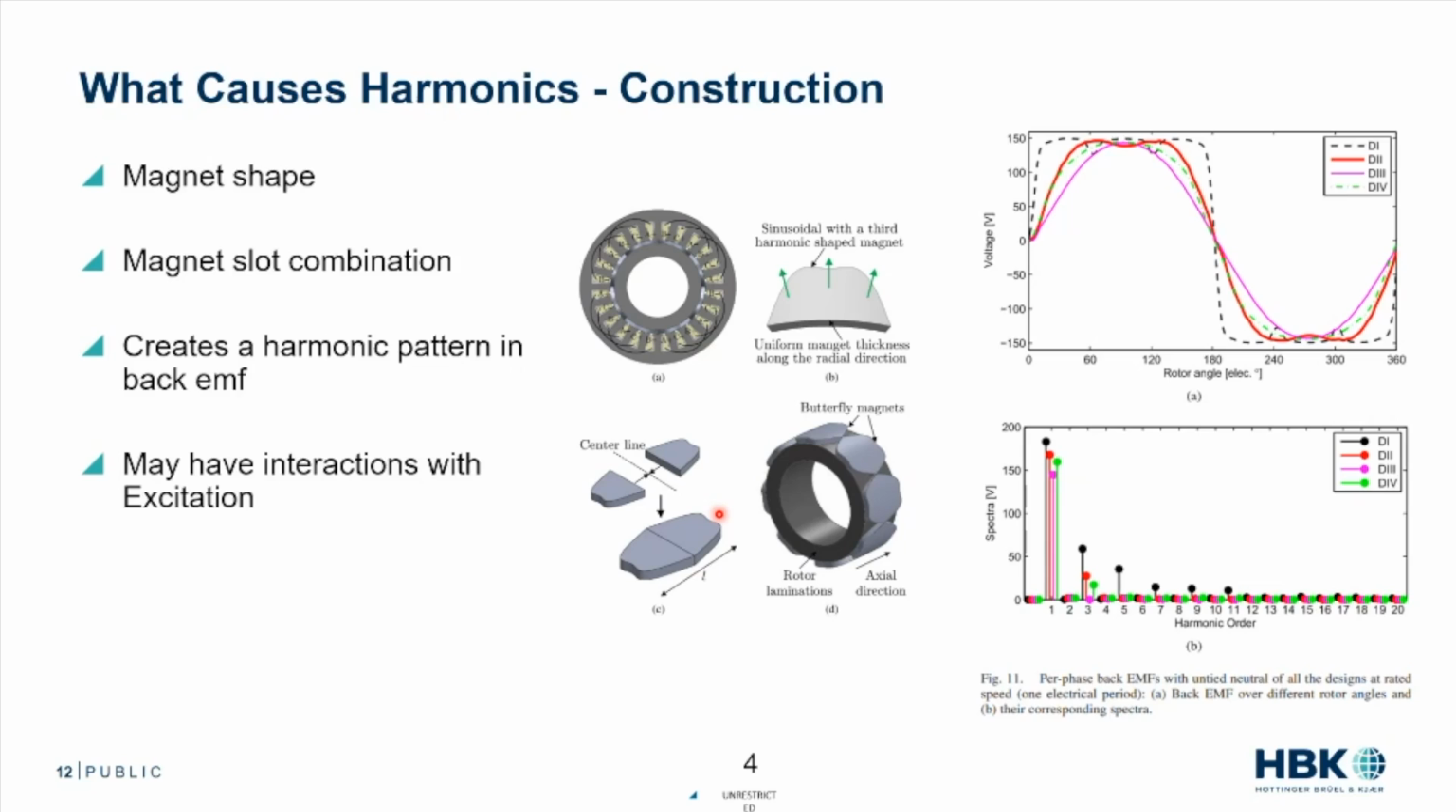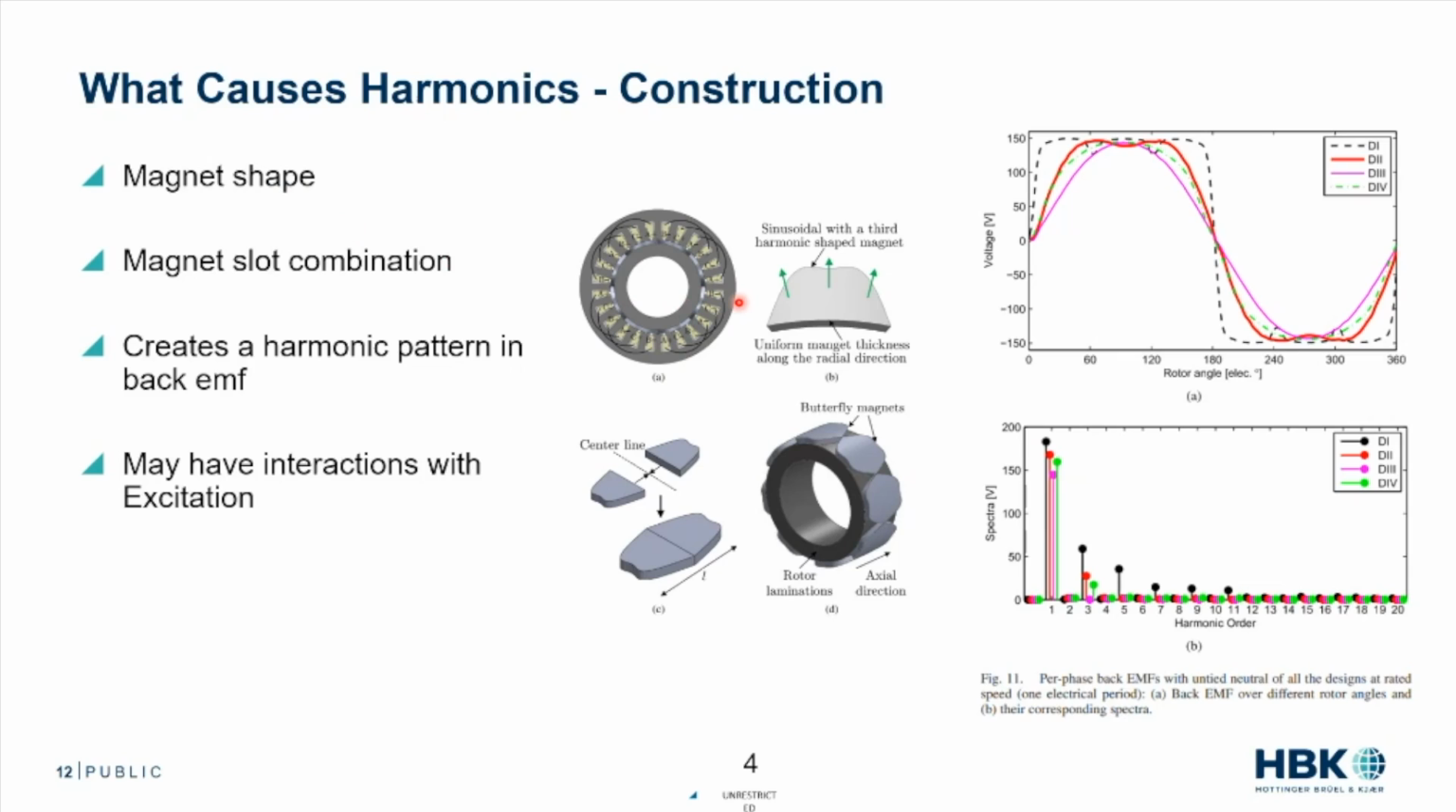This magnet shape, and that could be the magnetic strength shape or the physical shape, is going to create a back EMF when it's rotated by windings. This back EMF is going to have a profile. So the shape of the magnets is going to create some natural harmonic content. The placement of the magnets, the skew of the magnets, and then the interaction with the winding profile. So the magnet shape and magnet slot combination can create harmonics in our back EMF, in the voltage generated.